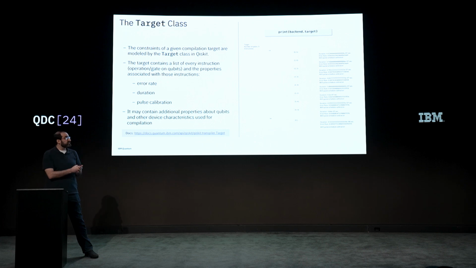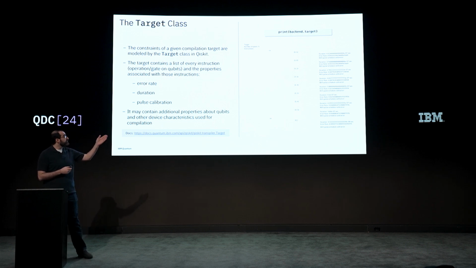And so in Qiskit, all of these constraints are modeled with one object called the target. The target basically consolidates all of these different constraints and represents all of these aspects in one view, so the transpiler can just query it whenever it needs to know about the constraints for its different processing.